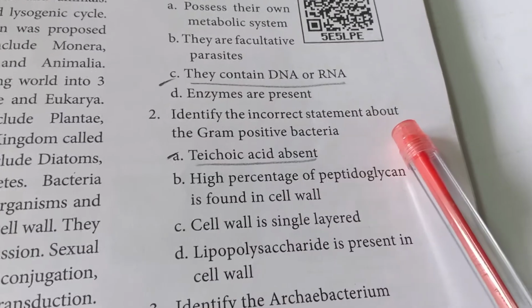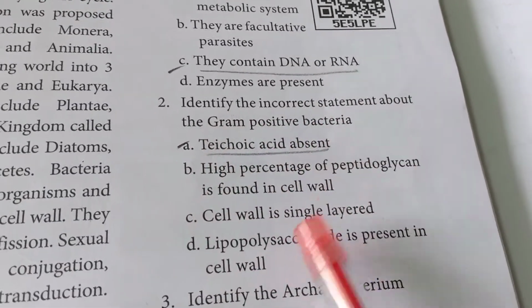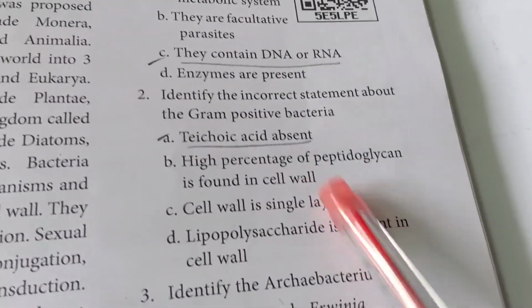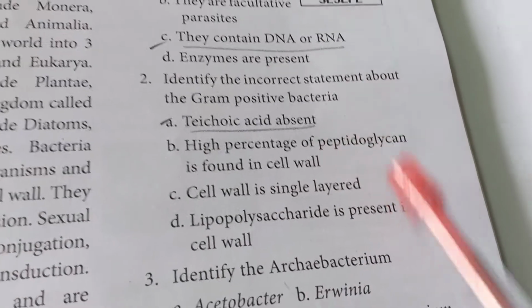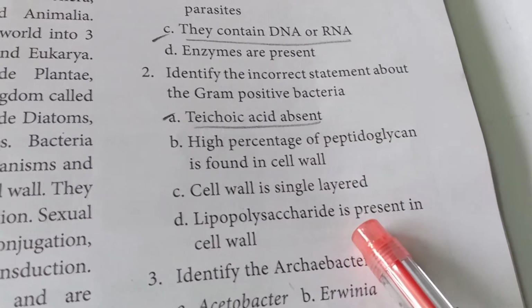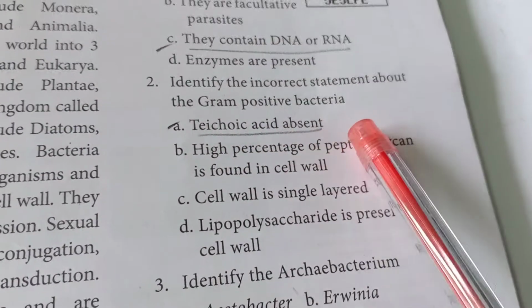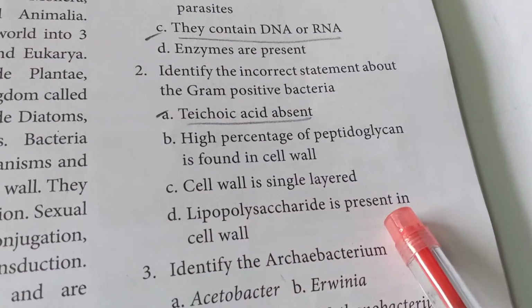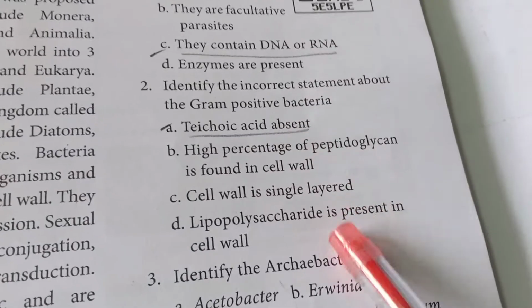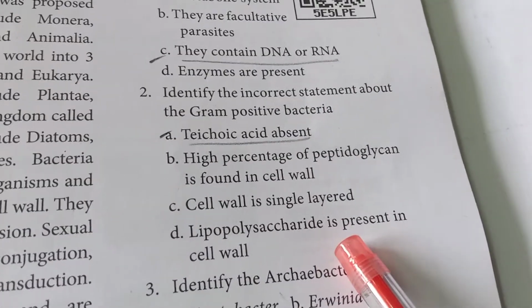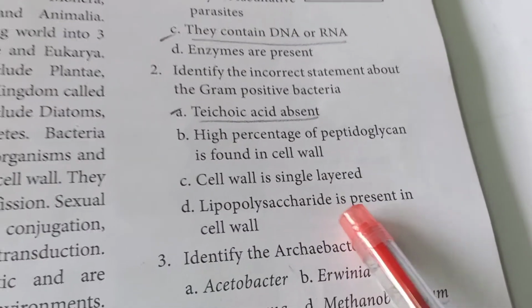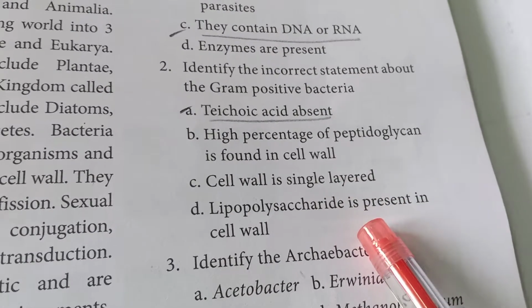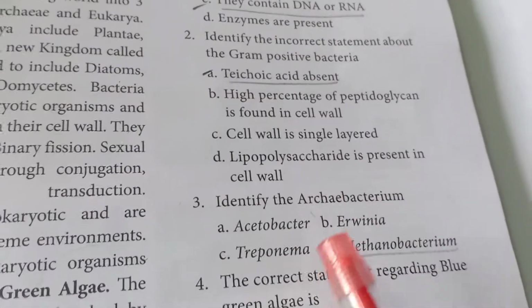Identify the incorrect statement about the gram-positive bacteria. Here, both option A and option D are correct. Teichoic acid is absent and lipopolysaccharide is present in the cell wall. Both answers are incorrect statements. You can write both A and D, but that option is not given there.